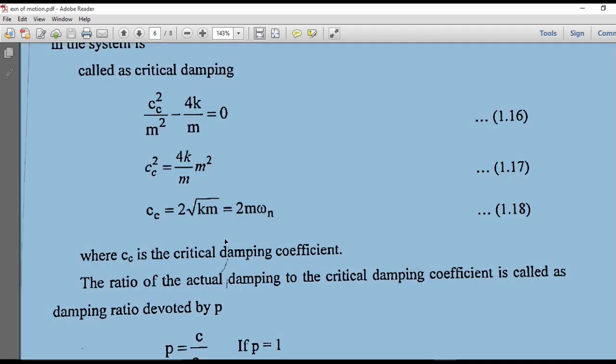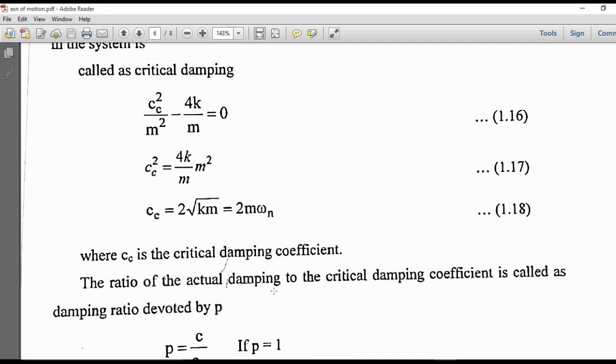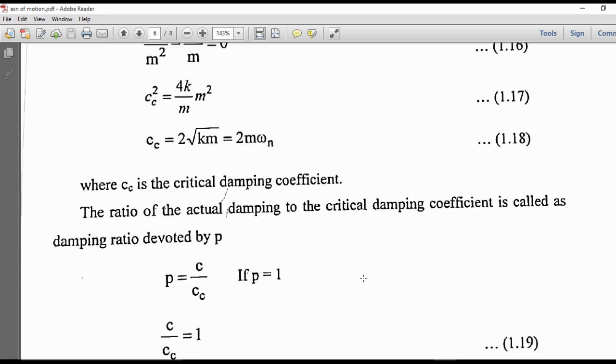Okay. Now, the ratio of actual damping, which is C, to the critical damping coefficient, which is Cc, is called the damping ratio, which can also be written as ρ, which is equal to C by Cc. When the damping ratio equals 1, it is called a critically damped system. When it is lesser than 1, it is called an underdamped system, and when it is greater than 1, it is called an overdamped system.